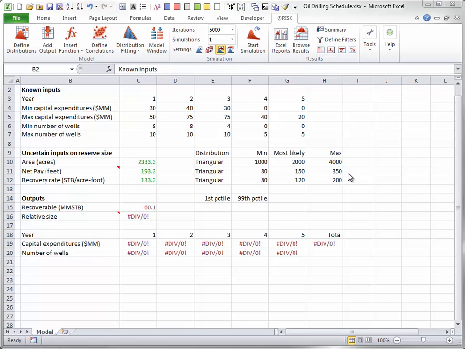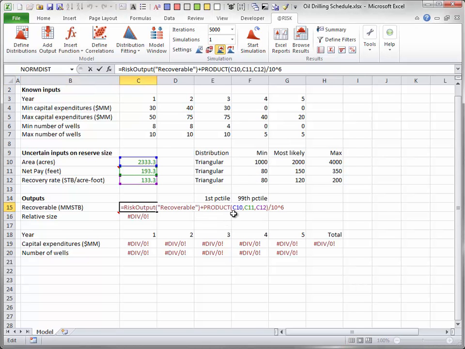Then the key output is the recoverable amount in cell C15 in millions of STB. As is common in oil drilling models, this output is the product of the 3 uncertain inputs. To see how large a particular value in cell C15 is, a preliminary simulation is run, as I will now do with 5,000 iterations.